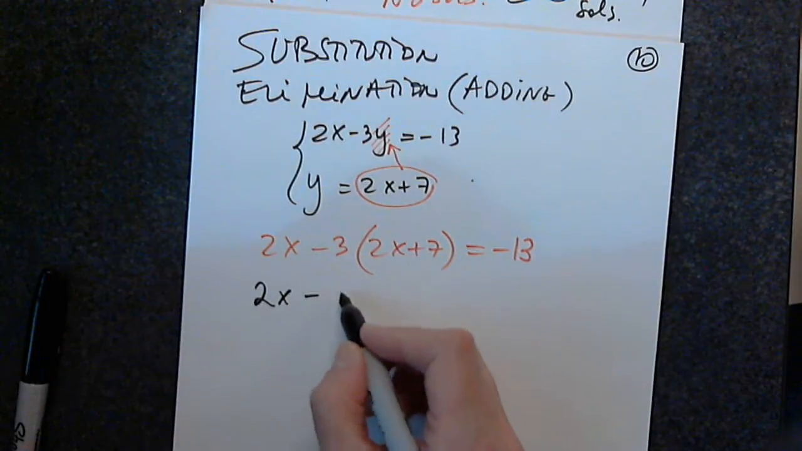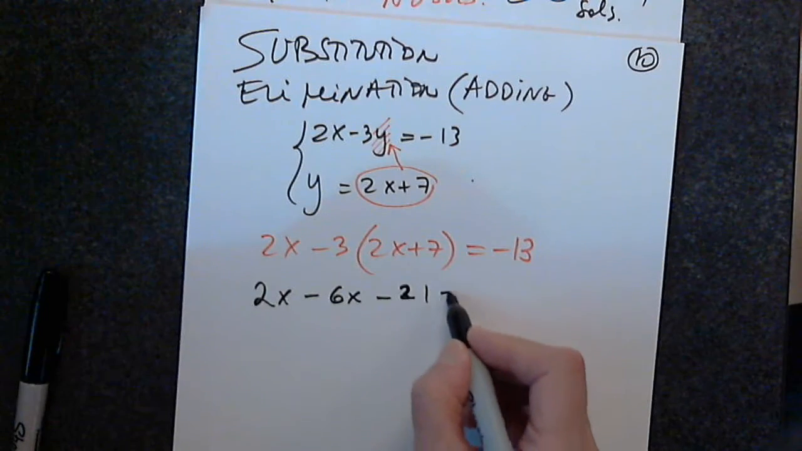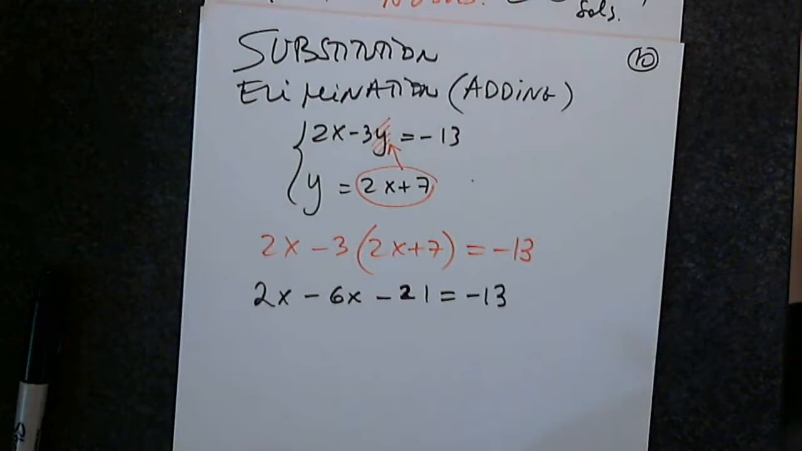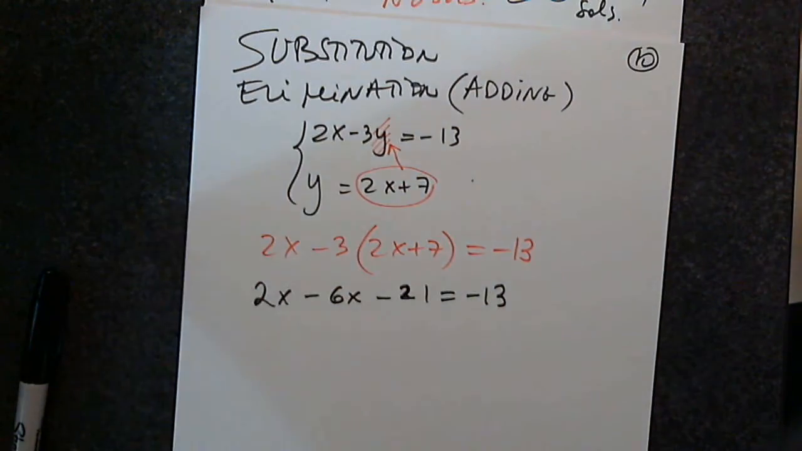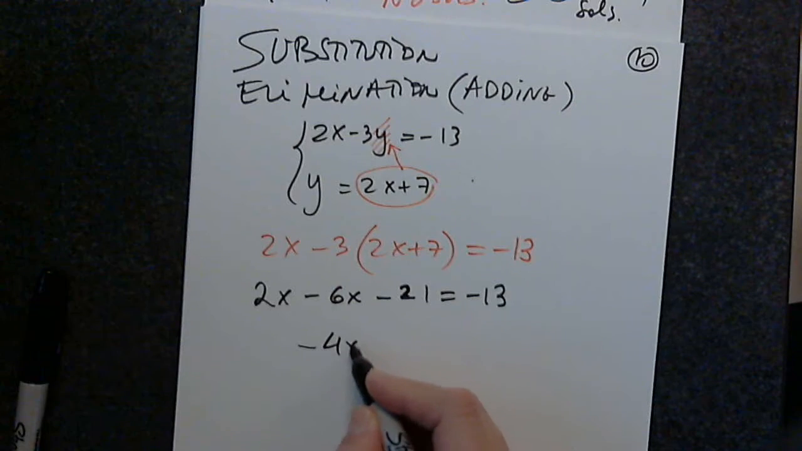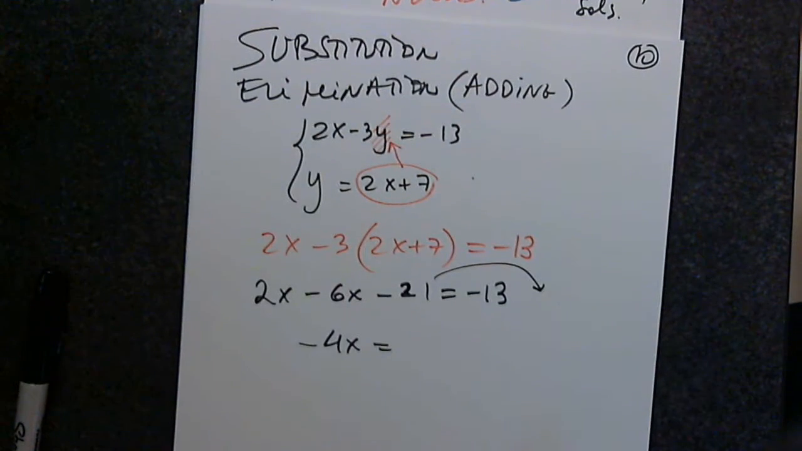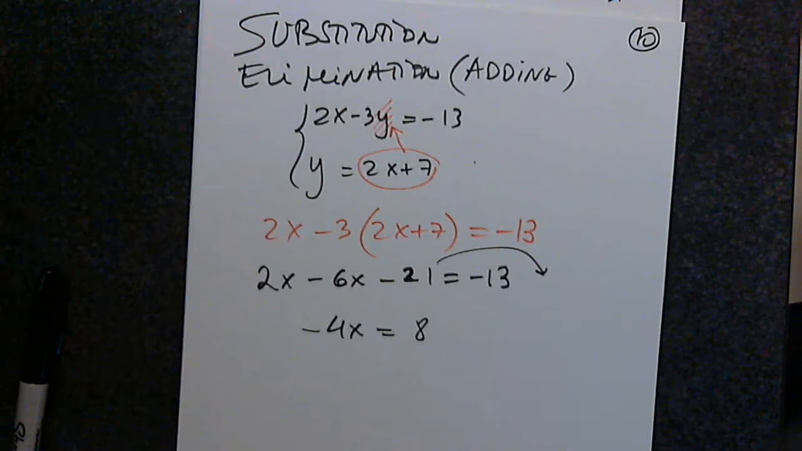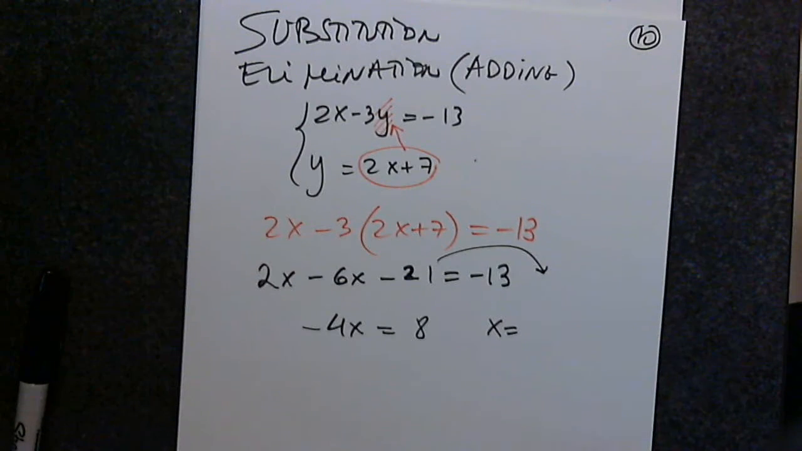So this is 2x minus 6x minus 21 equals negative 13. I had to distribute. Okay, combine like terms, negative 4x, and move 21 to the other side and get positive 8. So therefore, x equals negative 2. This is good, but it's not good enough.